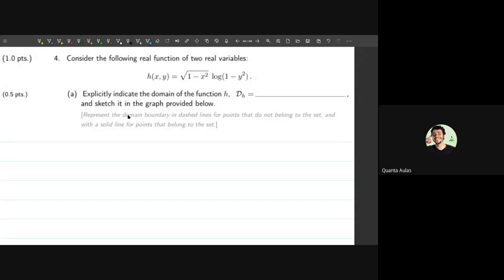Indicate the domain of the function h, and sketch it into the graph provided below. Okay, amazing. So we need to get the domain. Domain is the values you can put in your function, right? In x and y in this situation here.